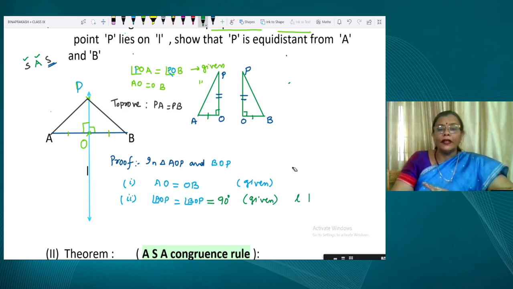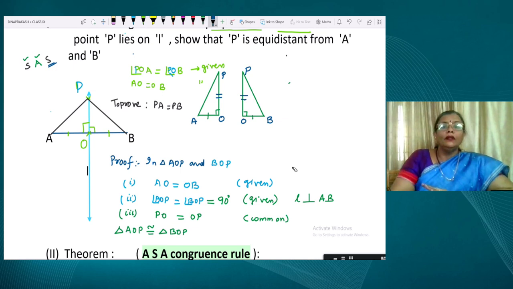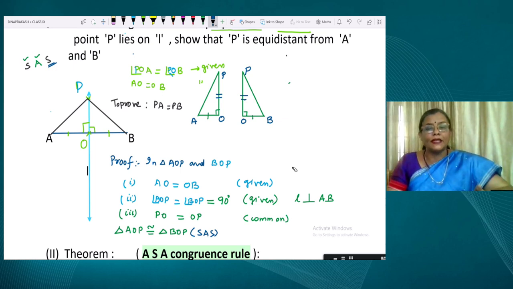L is perpendicular to what is given? L is perpendicular to AB. So this information is giving us that the measure of the angle AOP and BOP is 90 degree. And the third information that you have is the side PO. On the side PO, both are the same thing. This is common for both the triangles, so obviously they will be equal. So what is that saying? To say that triangle AOP is congruent to triangle BOP, that is by the rule SAS.